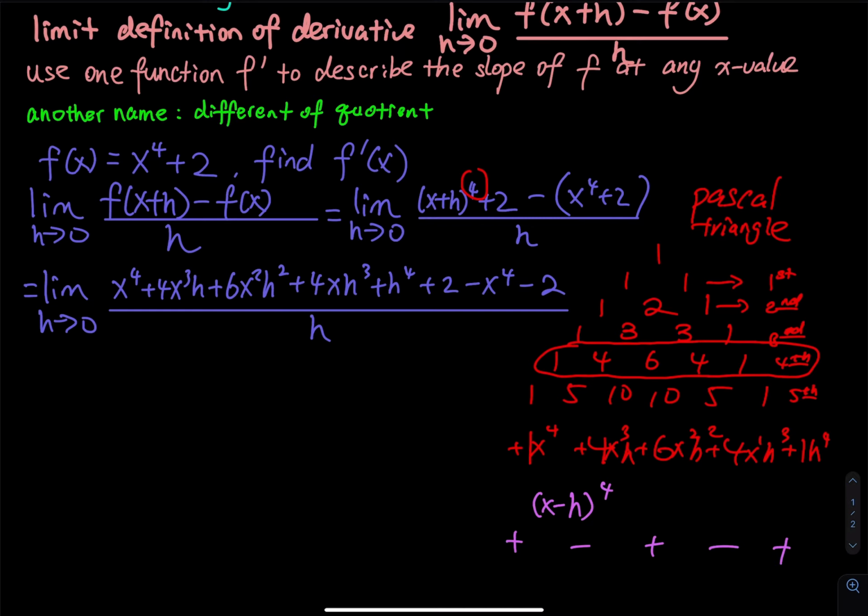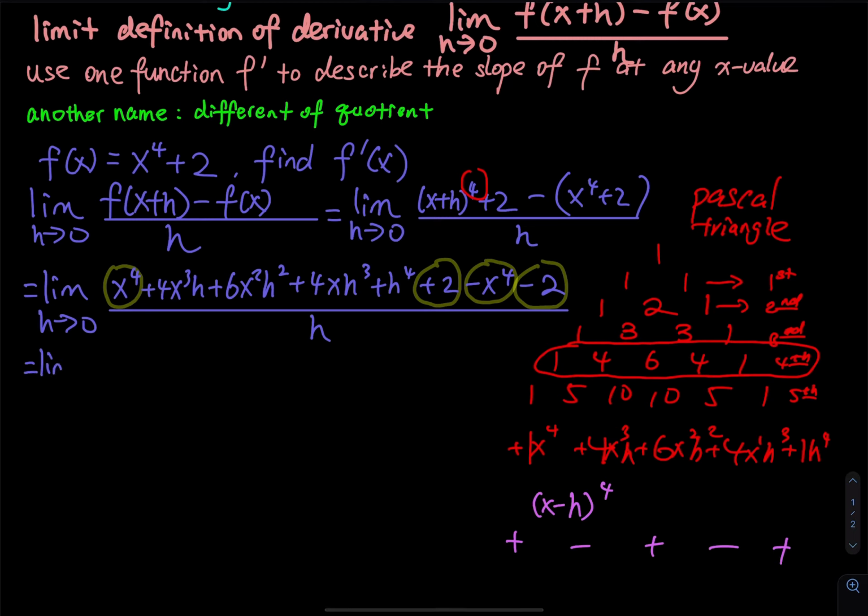Now, the next step, all the constants must be cancelled. If they cannot be cancelled, then you made a mistake. Where are the constants? We have a 2, we have a minus 2. That's it. And then what else? How about the x? We have an x to the fourth and a minus x to the fourth. Cancel, right? And then check the rest. Every single term has an h attached to it, and then you factor out an h.